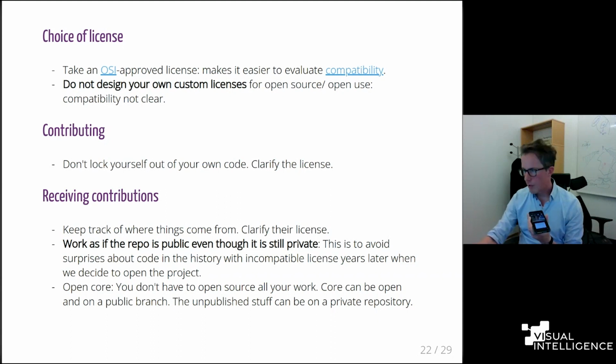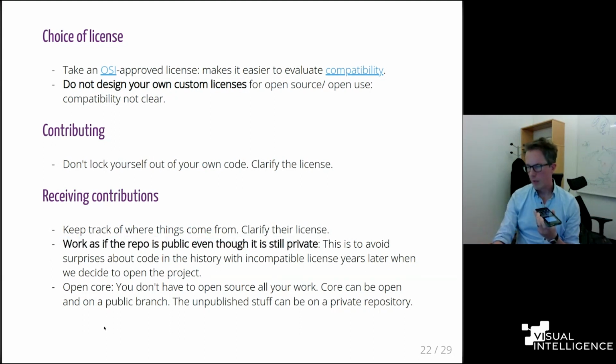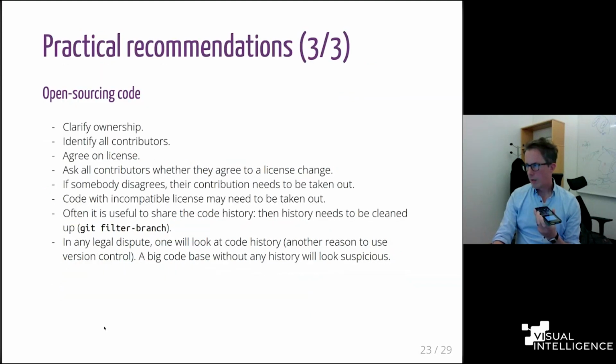One very good recommendation I got was work as if the repository is public, even though it is not yet public. Maybe you want to make it public in 5 years, but you don't want then to go through all the history and remove the problematic parts. It's really to avoid surprises about code in the history that doesn't belong there with incompatible licenses. And later you need to do cleanup. And I've been through this in a couple of projects. And I think this is one more practical recommendation slide.